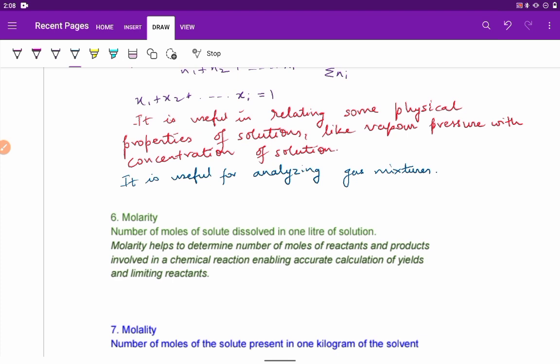Next is molarity. Molarity is number of moles of solute dissolved in 1 liter of solution. It helps to determine number of moles of reactants and products involved in a chemical reaction, so that we can do accurate calculation of the yields and the limiting reactants.